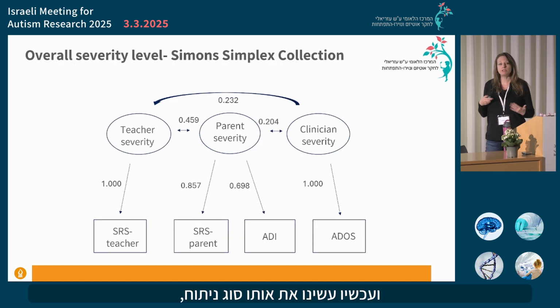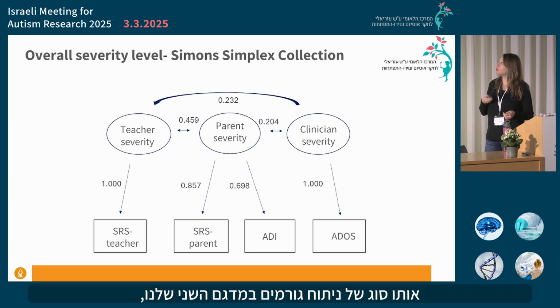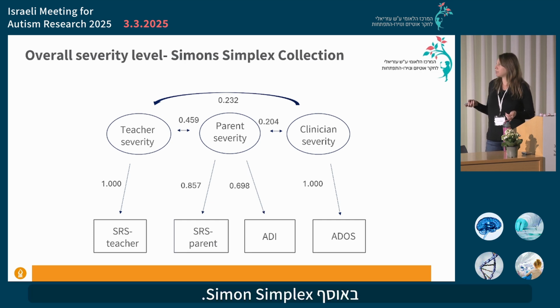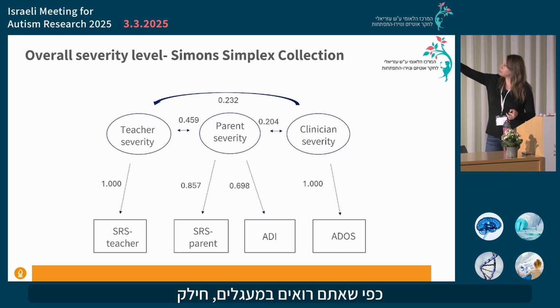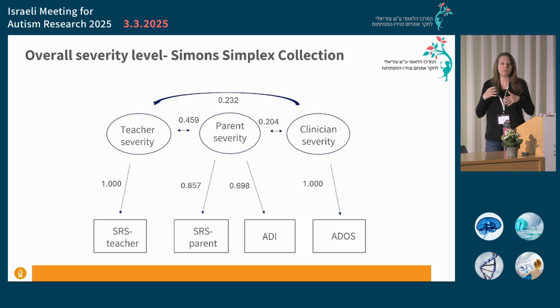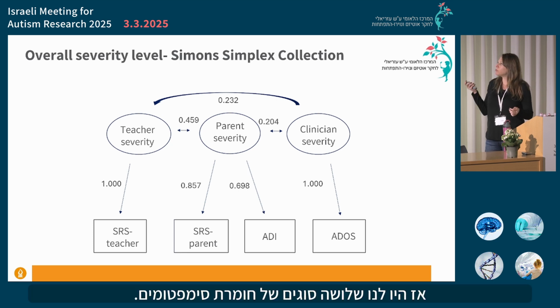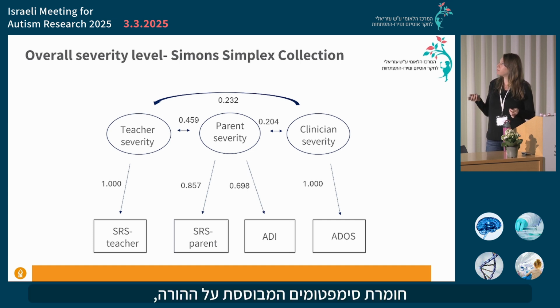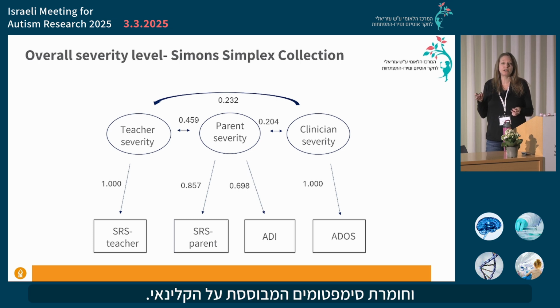And now we did the same type of factor analysis in our second sample, the Simons Simplex Collection. And the best model that fit our data best for the Simons Simplex Collection was not a one-factor model, it was a three-factor model. And this model actually, like you see in the circles, divided symptom severity based on the informant that filled out the questionnaire or gave the information to the measure. So we had three types of symptom severity: symptom severity based on the teacher, symptom severity based on the parent, and symptom severity based on the clinician.